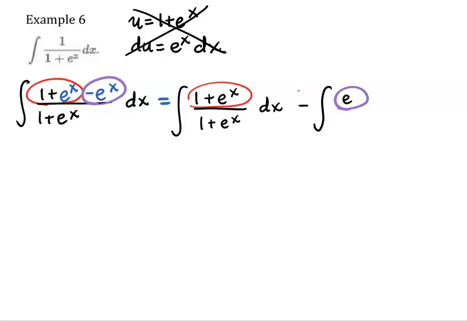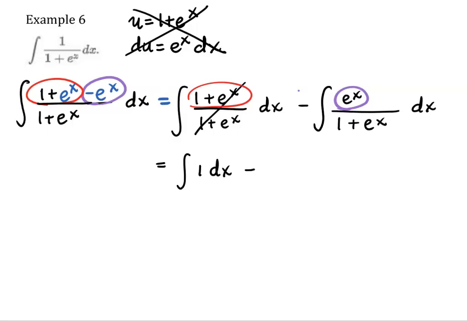That last e to the x I'm keeping in this last integral by itself. So I added and subtracted something to the numerator to give me more terms in the numerator, and then I could split this up. The first integral, 1 plus e to the x over 1 plus e to the x just cancels, and I'm just left with 1 dx, which we know just integrates down to x.